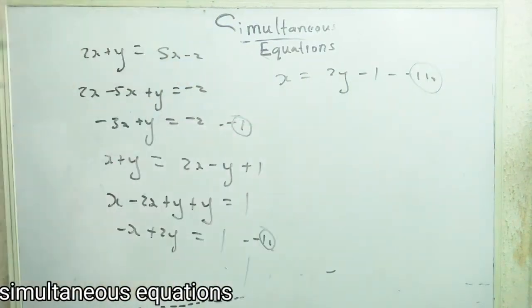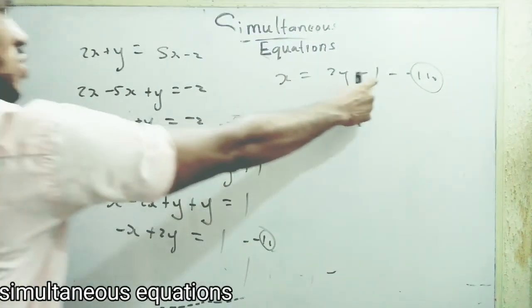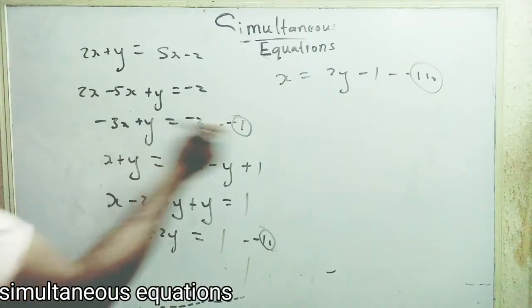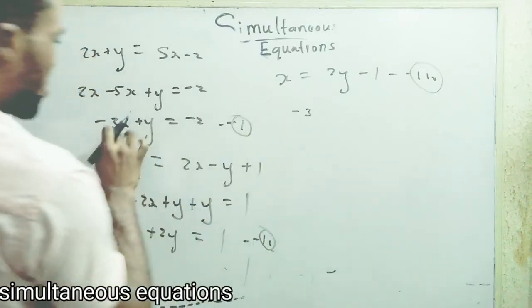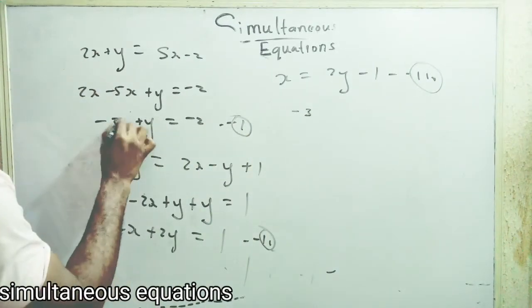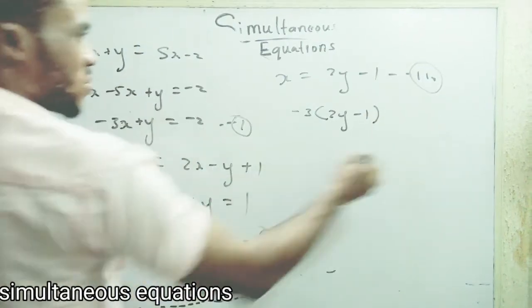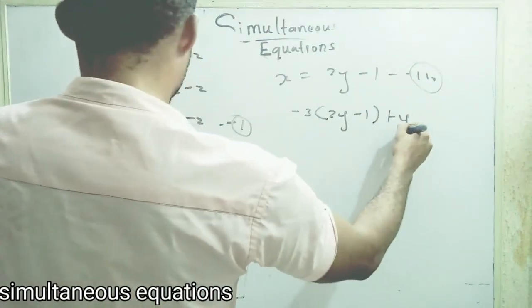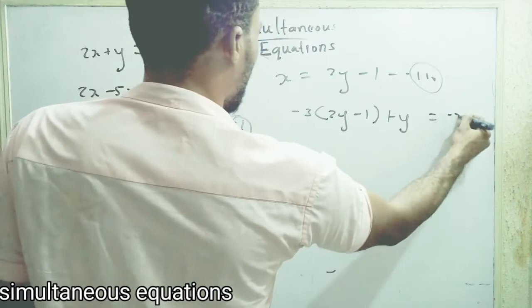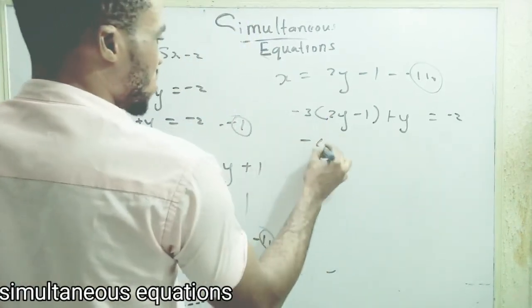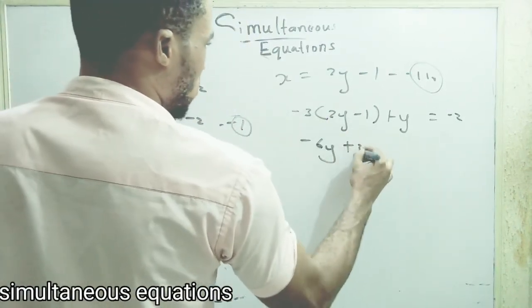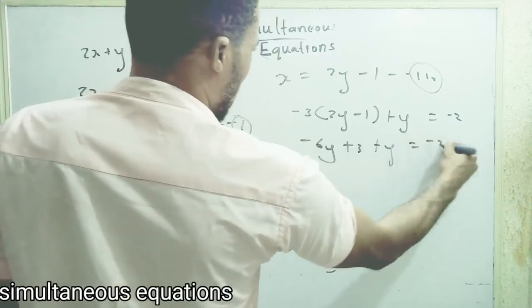I'll label this equation 3. On doing that, I use this equation 3 in equation 1. So I'm going to have minus 3, and where the x is, I'll put bracket 2y minus 1, then plus y is equal to minus 2. This times this gives minus 6y, and this times this gives plus 3, plus y is equal to minus 2.